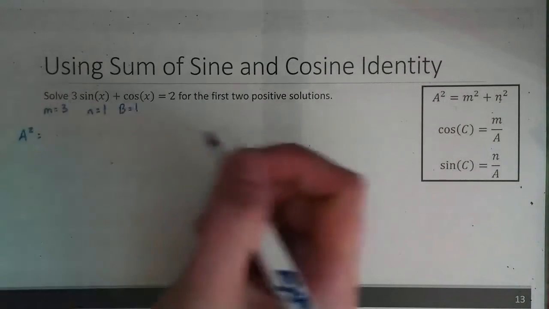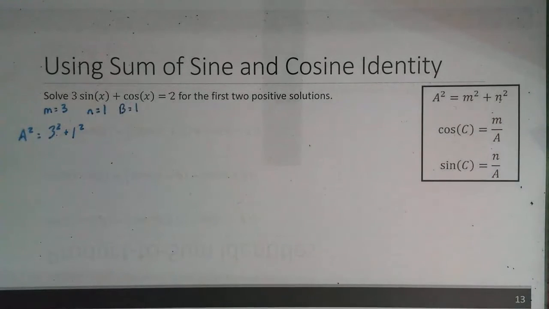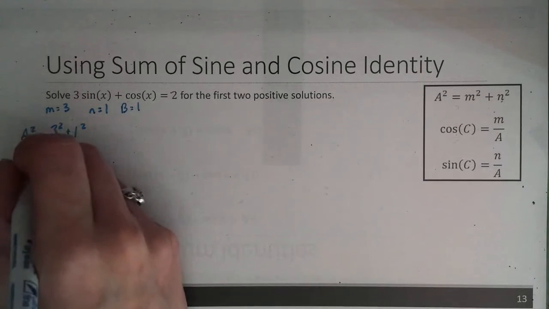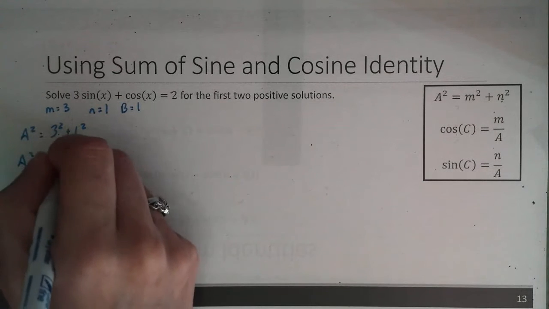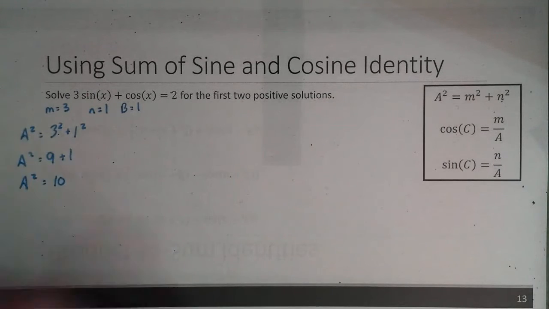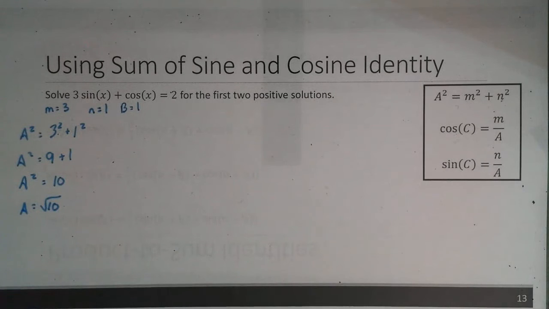A squared is equal to m squared plus n squared. So a squared is equal to 3 squared plus 1 squared. A squared is equal to 9 plus 1, which means a squared is equal to 10. Square rooting, we get a is equal to the square root of 10.